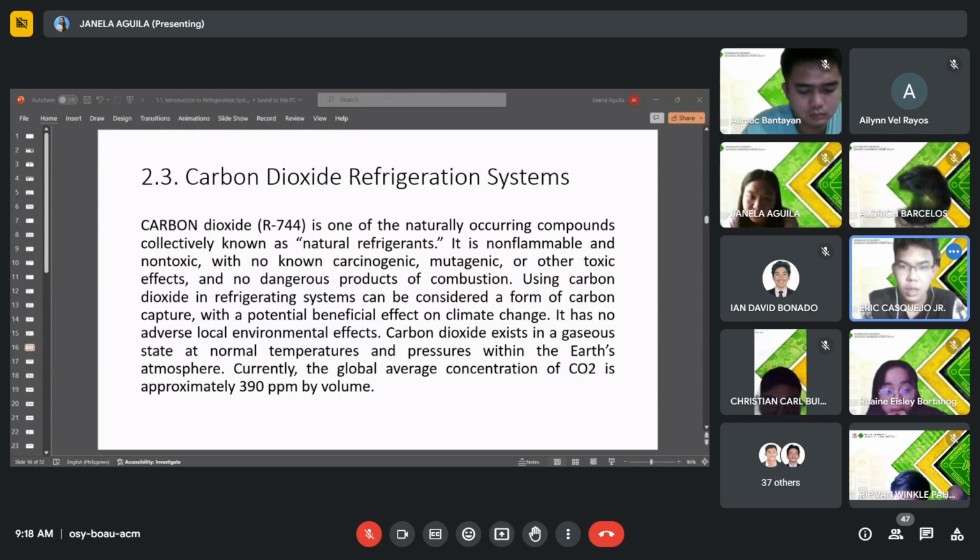So by utilizing CO2 as a refrigerant, industries can potentially reduce their carbon footprint and contribute to climate change mitigation efforts. Since yung CO2 po is wala po siyang negative compounds such as mutagenic and carcinogenic na may harmful effect po sa environment. So ayun lang po yung focus ng slide na to. Thank you po.